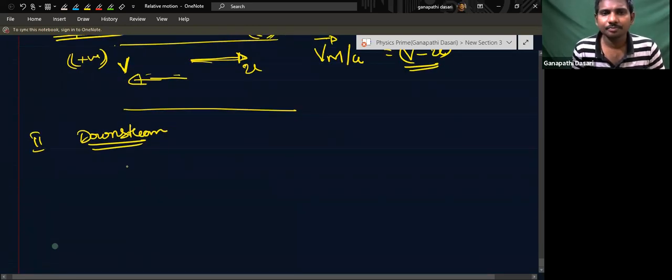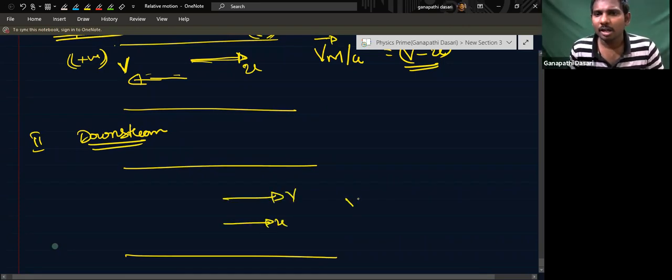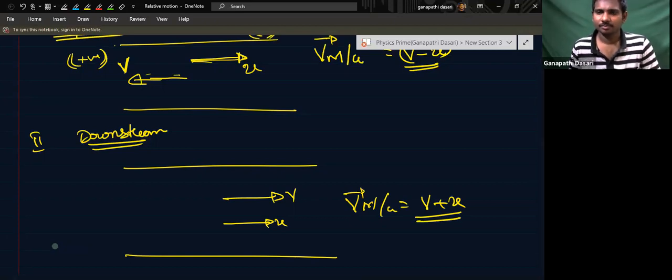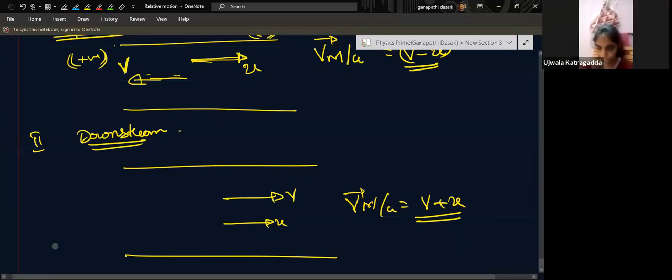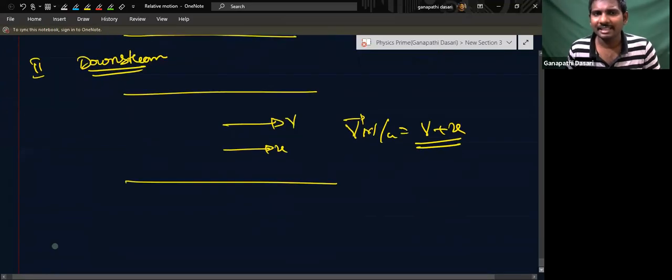Downstream, what happens? The man is going with velocity v and the river is going with velocity u. So the velocity of the man with respect to ground will be v plus u, or not? Yes, sir. Downstream questions can be solved like this, by taking the velocities and adding the velocities.